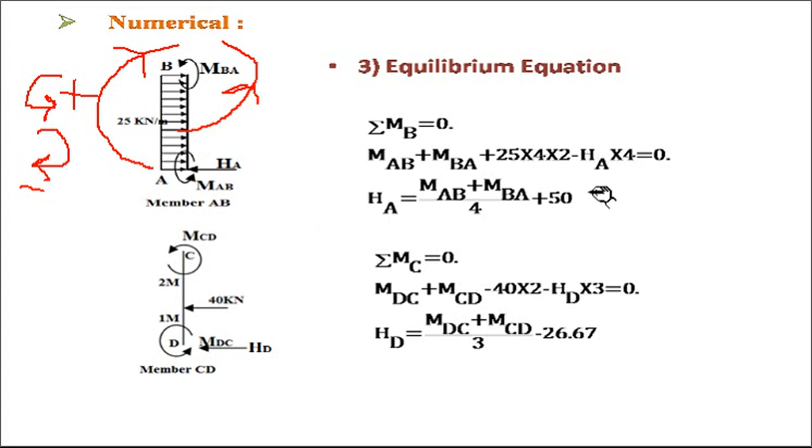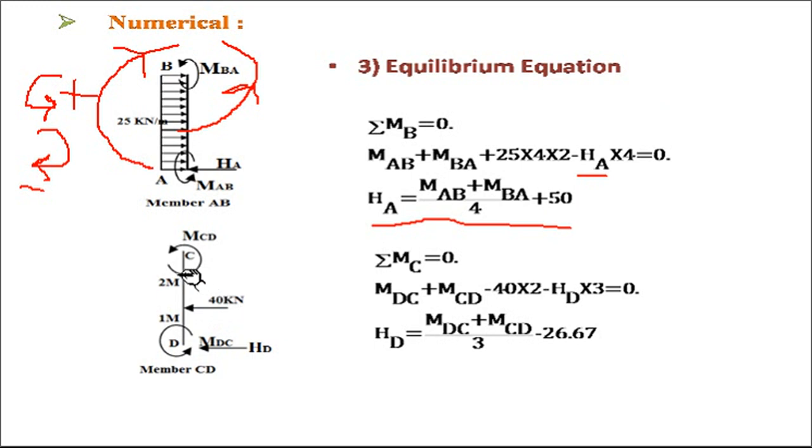So here we want to find out the value of HA in terms of the moments. If we solve this, HA will be equal to (MAB plus MBA) divided by 4, plus 50. So this is the value of HA. Now we'll consider the next vertical member, that is CD. It is subjected to a load of 40 kilonewton.